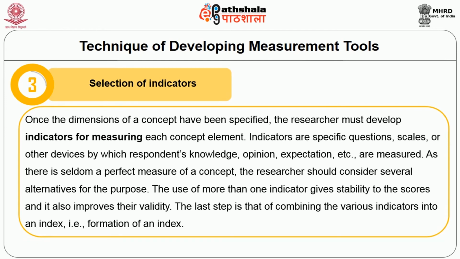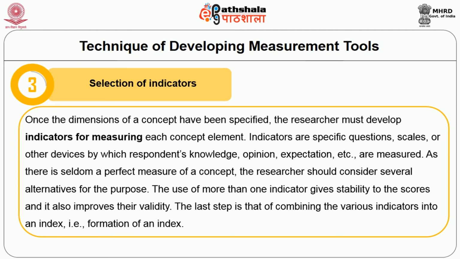Once the dimensions of a concept have been specified, the researcher can develop indicators for measuring each concept or element. Indicators are specific questions, scales, or other devices by which respondents' knowledge, opinion, expectation, etc. are measured. As there is seldom a perfect measure of a concept, the researcher should consider several alternatives for the purpose. The use of more than one indicator gives stability to the scores, and it also improves their validity.